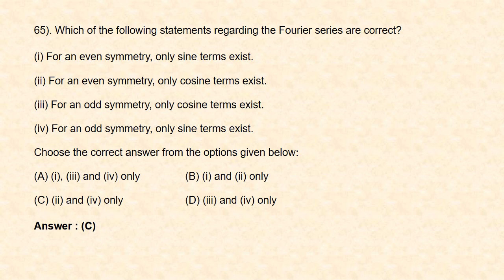For an odd symmetry, only sine terms exist. This statement is correct. So, in Fourier series, for even symmetry, we have cosine terms, and for odd symmetry, we have sine terms. So, only statements 2 and 4 are correct. So, option C is the correct answer.